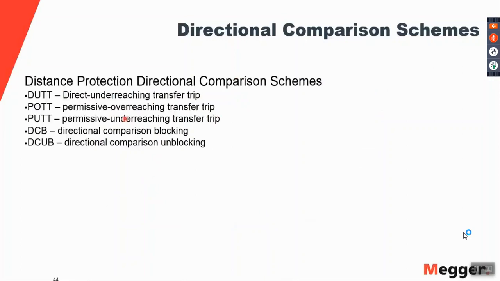The most popular directional comparison schemes are the direct under-reaching transfer trip, or DUTT, the POTT, or permissive over-reaching transfer trip, the PUTT, permissive under-reaching transfer trip, and then we have directional comparison blocking and directional comparison unblocking. I will only be talking about the first three. I don't think we have time for more than that.